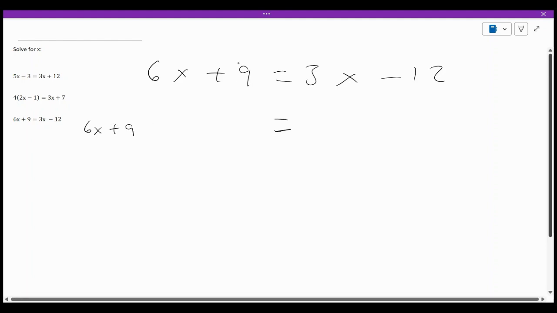Now we're going to try and move this constant to that side. Okay, therefore we're going to say minus 9 to get rid of it. Okay, and then we're going to say minus 9 again on this side, because what we do on one side you do on the other. Now we have 3x minus 12.